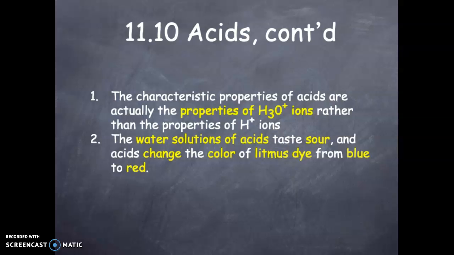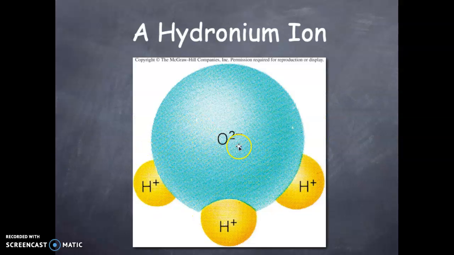Further discussion on acids. The characteristic properties of acids are actually the properties of these hydronium ions, rather than the property of the hydrogen ions only. The water solution of acids tastes sour. The acids change the color of litmus dye from blue to red. This is a depiction of the hydronium ion. Three hydrogen ions bonded close to one oxygen ion make this hydronium ion.